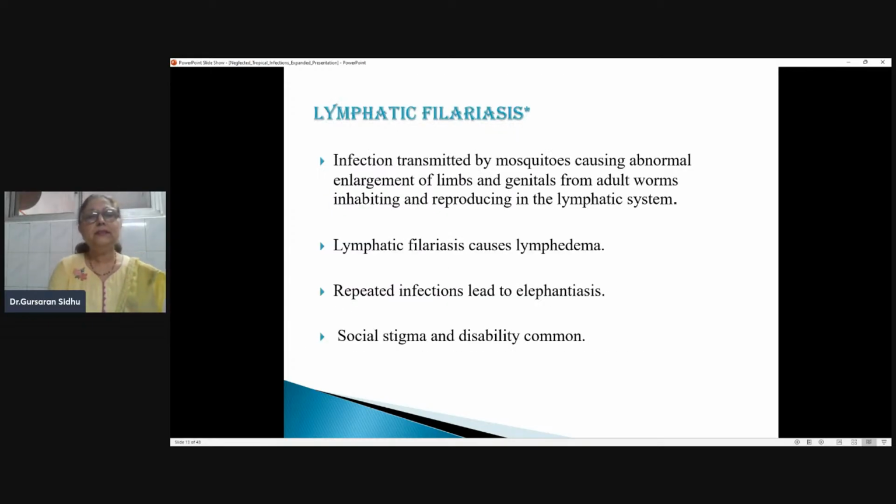Lymphatic filariasis, also transmitted by mosquitoes, causes abnormal enlargement of the limbs, the feet and the genitals from the adult worms, which inhabit and reproduce in the lymphatic system. Lymphatic filariasis causes lymphedema. Repeated infections lead to elephantiasis. This is a social stigma. Maybe we don't see such cases these days.